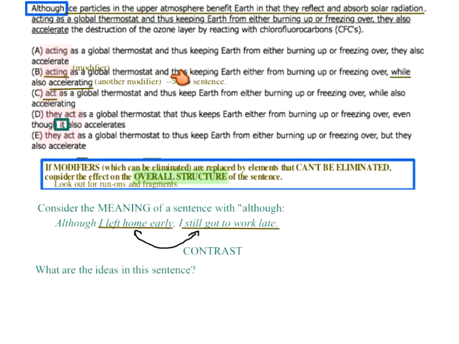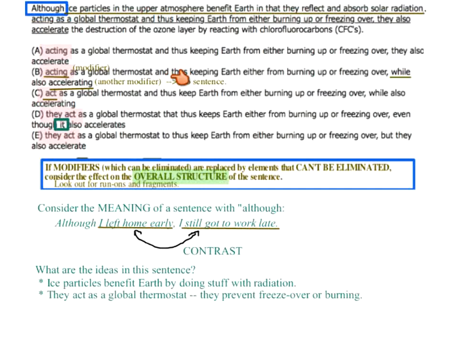Because you have to know what's supposed to contrast with what. So you've got ice particles. Well, according to the first part of the sentence, ice particles benefit Earth by reflecting and doing stuff with radiation. The second part of the sentence is they act as a global thermostat. In other words, they prevent freeze over or burning down. They prevent both of those, so I guess I should put "and" there.